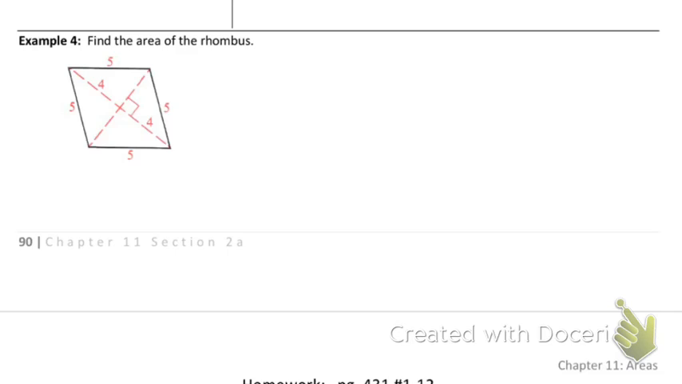Our next example does not give us a height or an altitude. In fact, they give us one diagonal length. What is the length of that one diagonal? 8. Yeah. It would be. That's part of it. What's the diagonal that's listed for me right now, though? It's 8. Yeah.